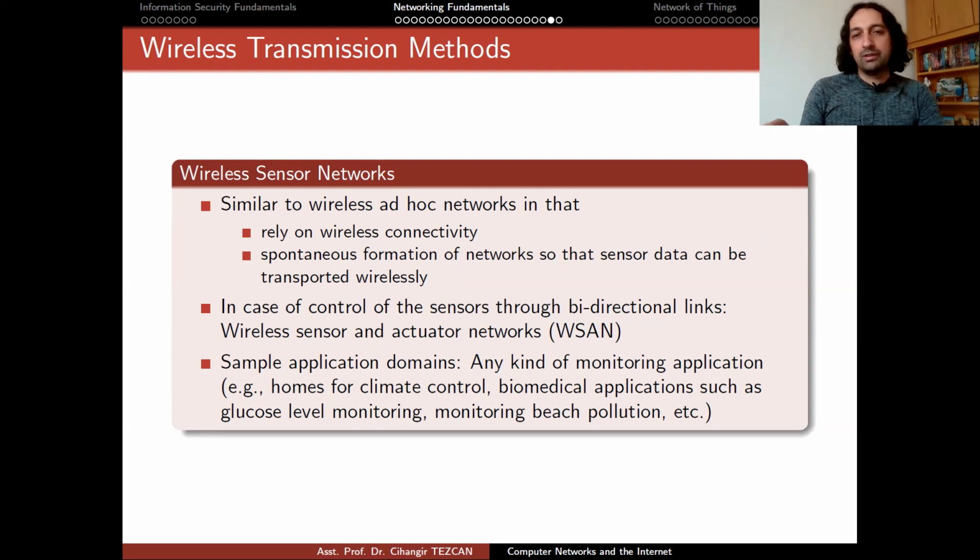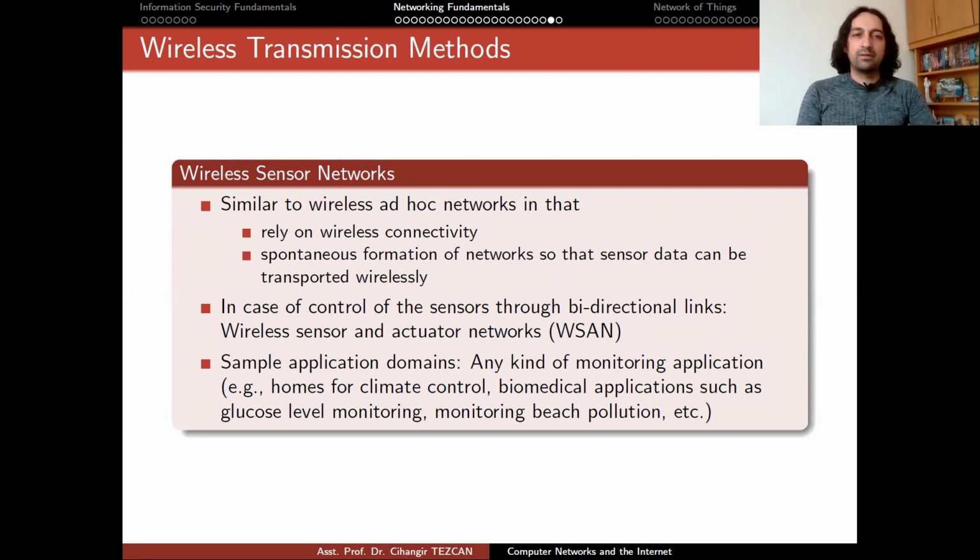So in the actuator scenario, the communication is bidirectional. The actuator might perform some operation on the data it receives and then might tell the sensors to act in a different way or perform some other operations. Sample application domains: any kind of monitoring application, for example, homes for climate control, biomedical applications such as glucose level monitoring, beach pollution, etc.